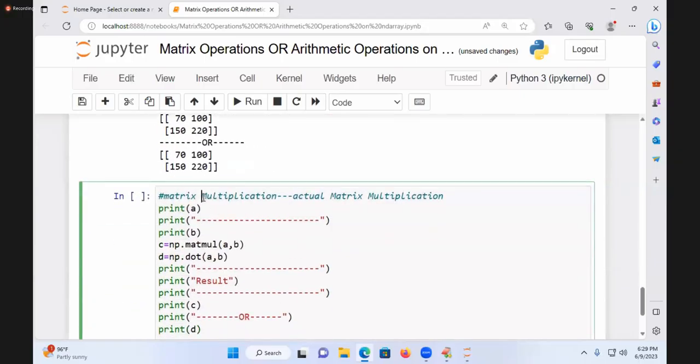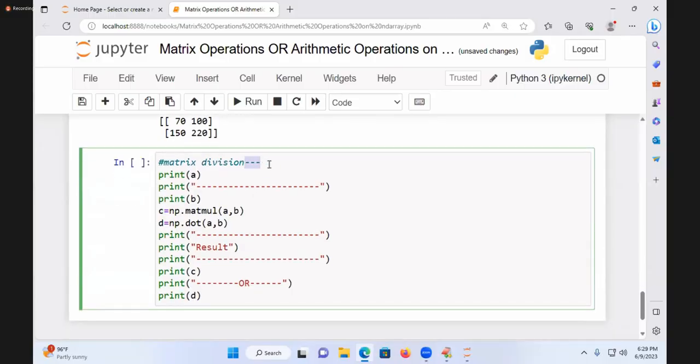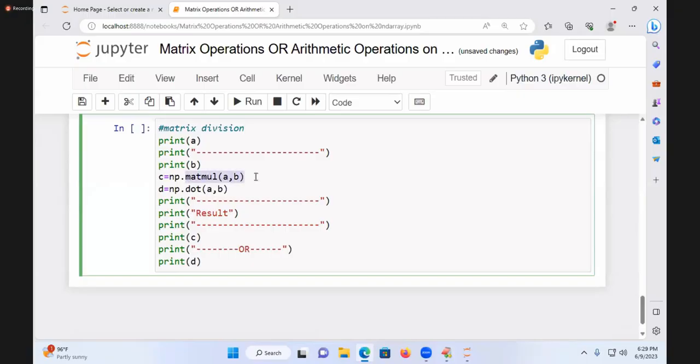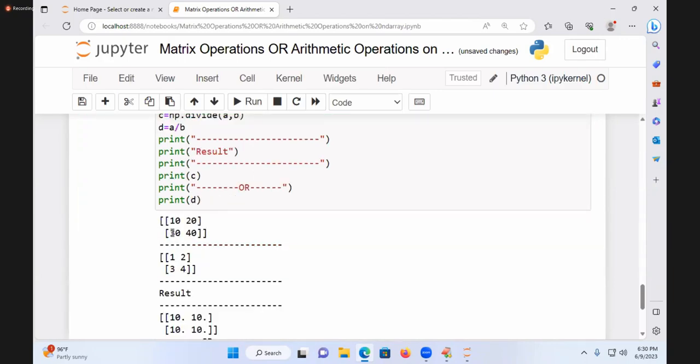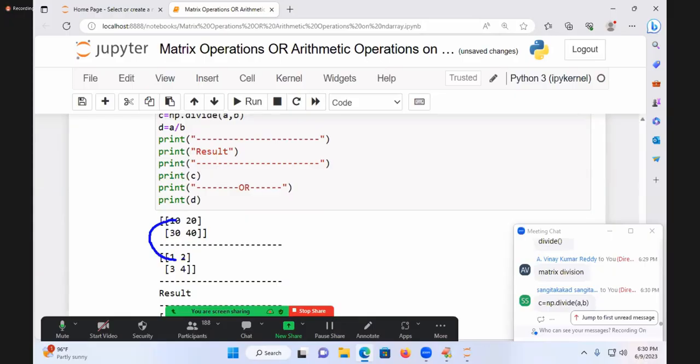I will go for the next, matrix division. What is matrix division? Now I am writing divide of A comma B, and here I will write A slash B. I am writing both the matrices. See, 10 by 1 is 10 point, 20 by 2 is 10 point.